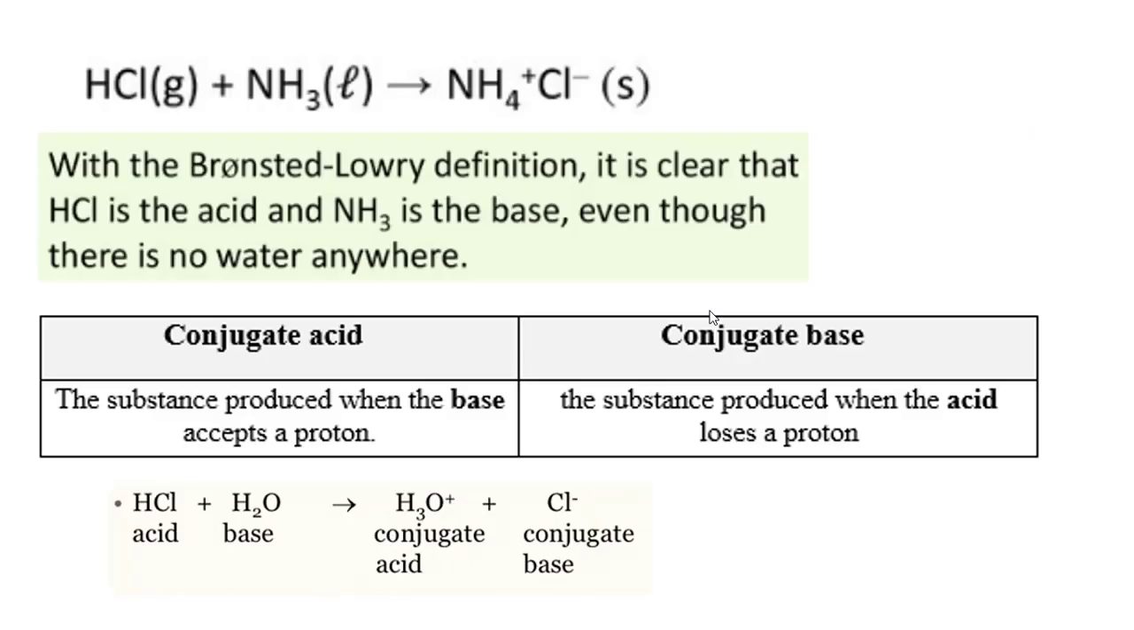We can define conjugate acid. It's a substance produced when the base accepts a proton. And the conjugate base is a substance produced when the acid loses a proton. So we can say that when the acid leaves the proton, it changes to be a conjugate base. And when the base takes the proton, it changes to be a conjugate acid.